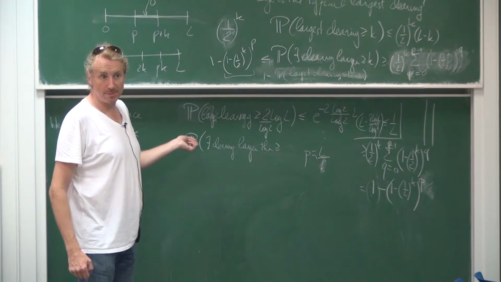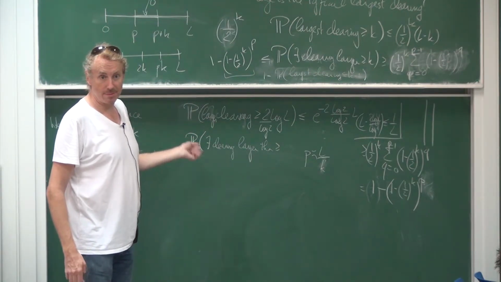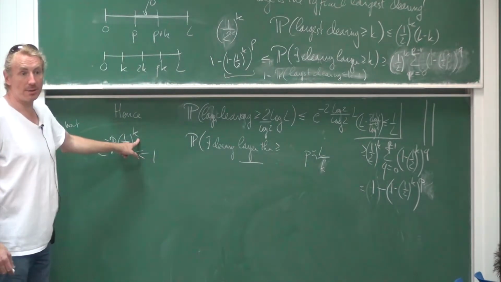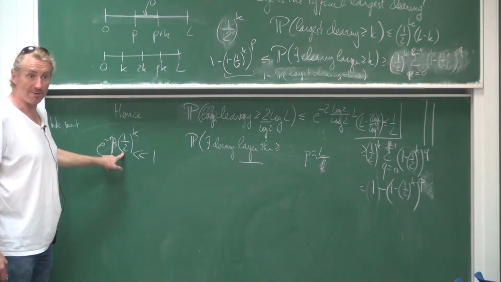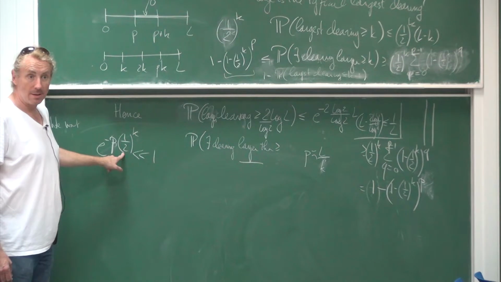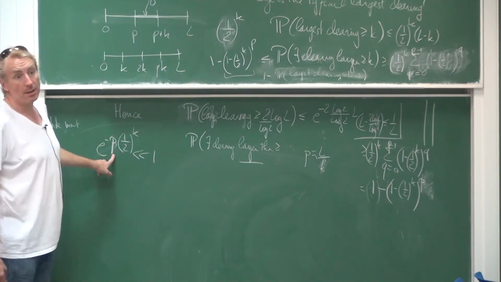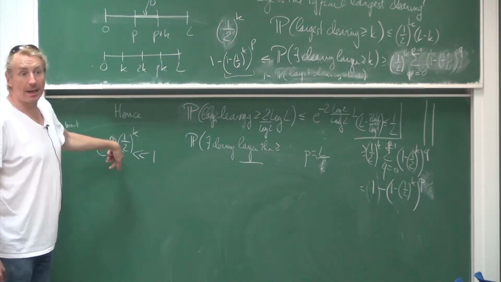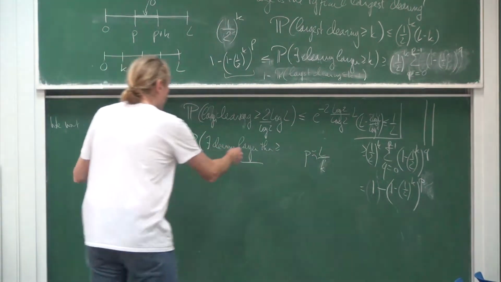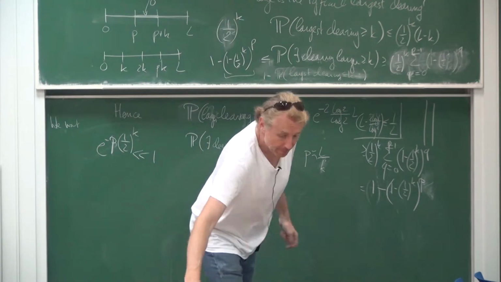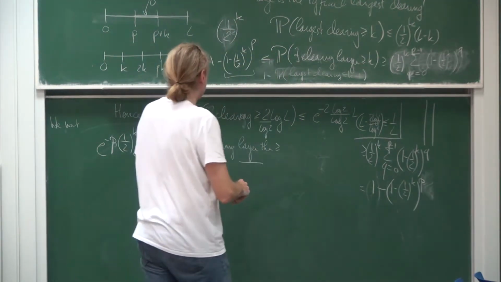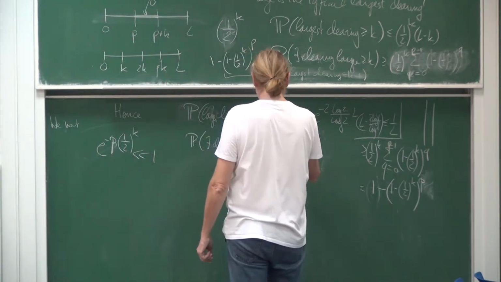So if we take k of size constant times log L, this is going to be a power of 1 over L, and this is going to be L divided by log k. It's going to be fine. So this proves that there is a clearing larger than what?